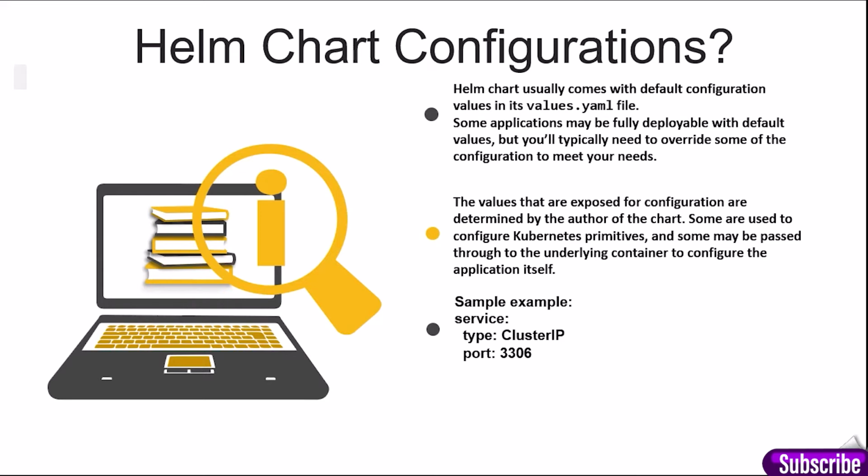The values that are exposed for configuration are determined by the author of the chart. Some are used to configure Kubernetes primitives, and some may be passed through to the underlying container to configure the application itself. For example, if we have a service of type cluster and port 3306, or any port for that matter, values contains the actual values that will be replaced.